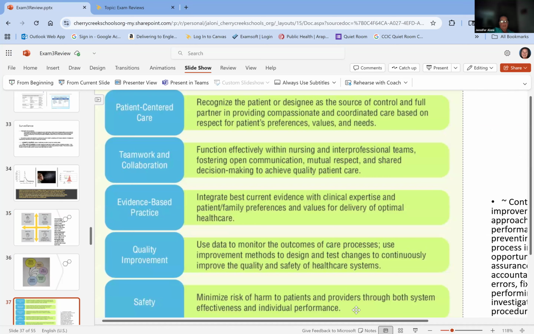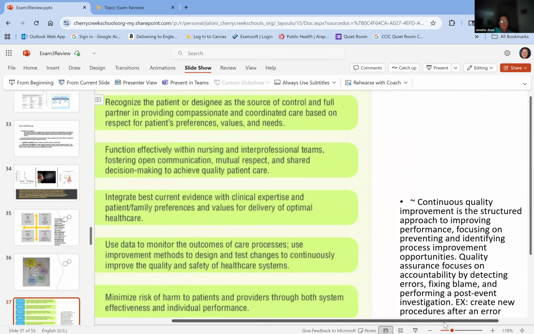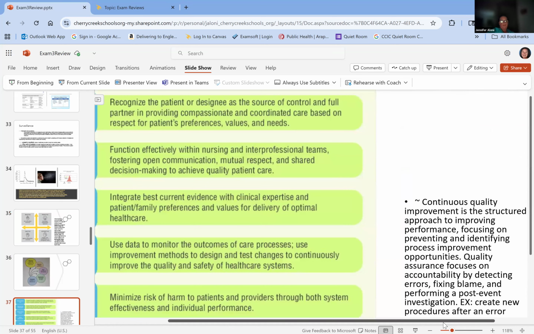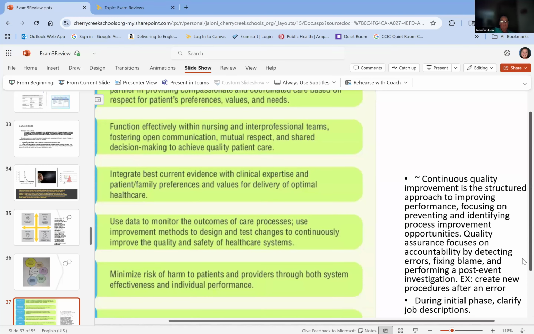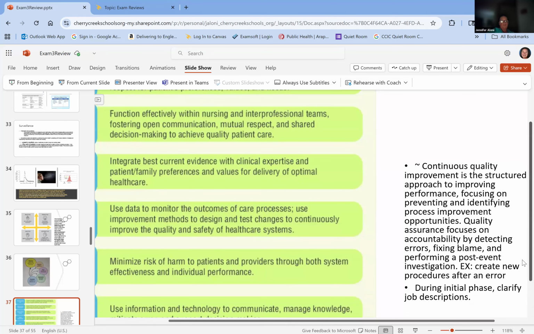All right, when we take a look here, we are looking at very important continuous quality improvement. Quality improvement is the structured approach to improving performance. It focuses on preventing and identifying improvement opportunities. Quality assurance focuses on accountability, fixing blame, and proposing a post-event investigation. Example, we create a new procedure after an error.